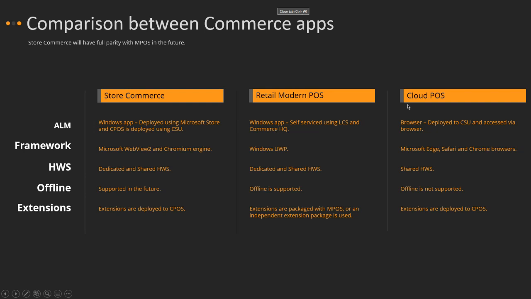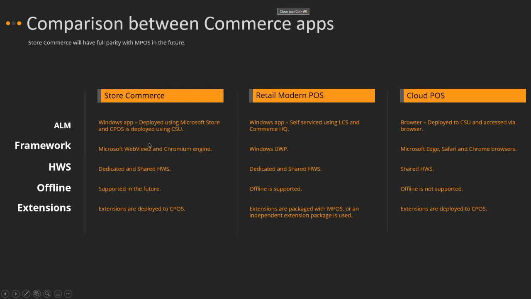Then the cloud point of sale is browser based, so you don't have to do any setup. It's deployed using LCS, and to update it you follow the same process. Store Commerce is a little similar to cloud point of sale, but the big benefit is that cloud point of sale does not support a dedicated hardware station and does not support offline, while Store Commerce will support a dedicated hardware station as well as offline in the future.